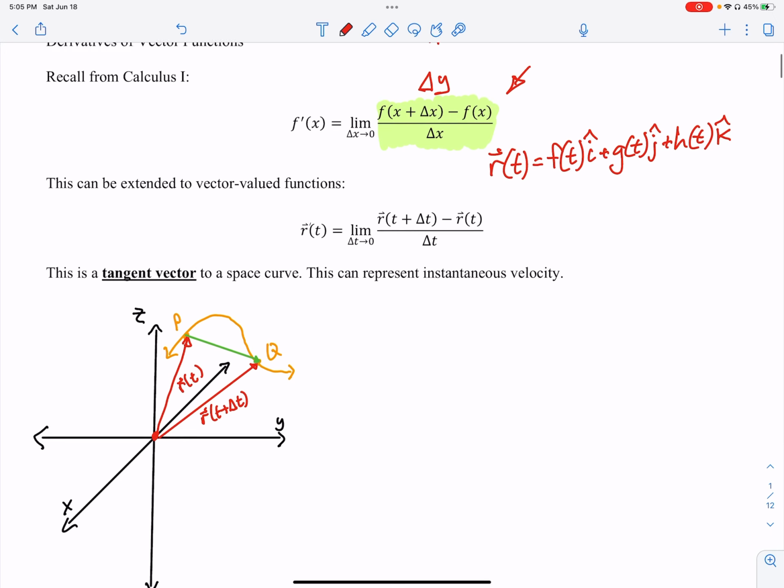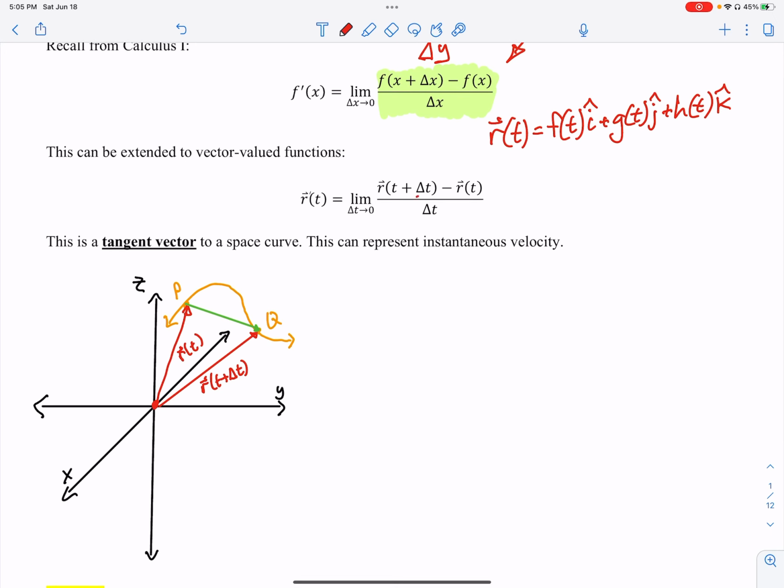Now, I'm running two different vectors, and this is what this is saying: plug in some time, but with some small increment of time added onto it, and then the time that we started from, and we're just subtracting. But these are two vectors being subtracted now, not two numbers. If you take a look at our graph over here, this first vector is r of t, and then we have r of t plus delta t, that's the original plus a little bit more. That's our second one.